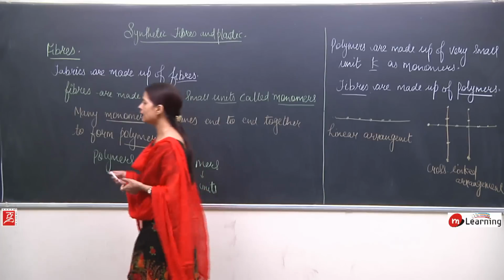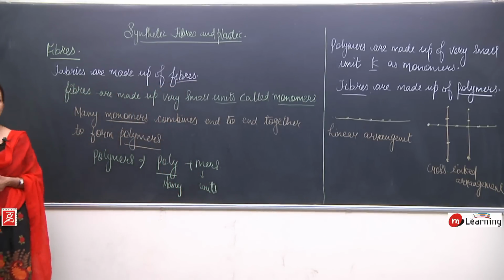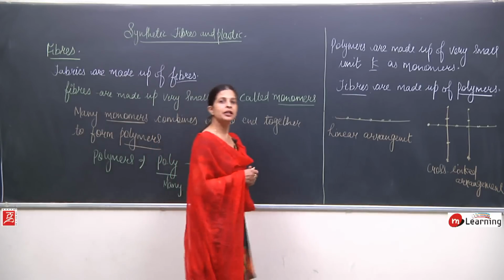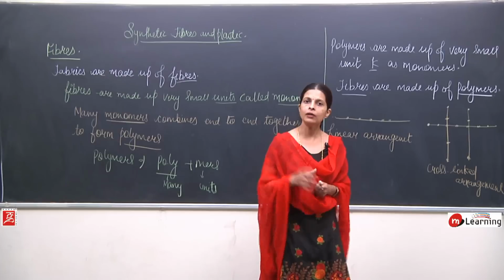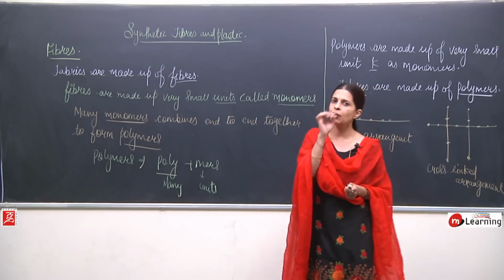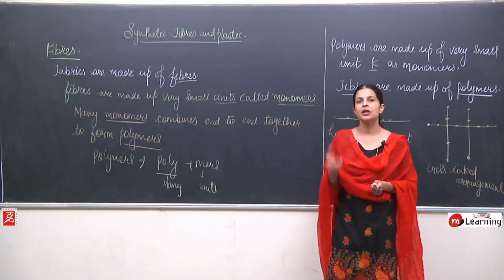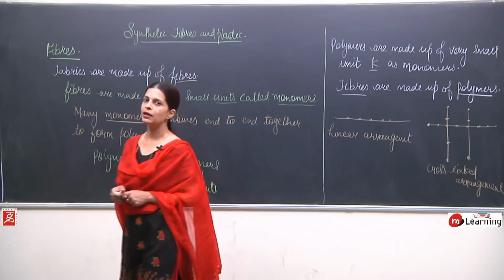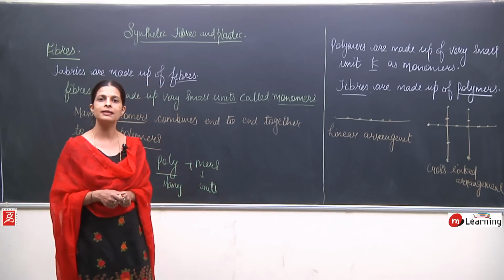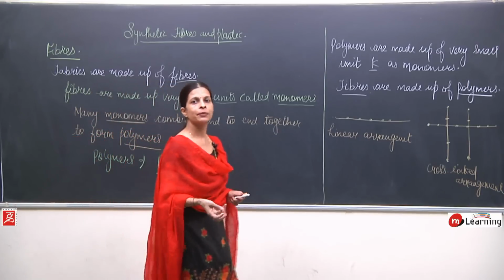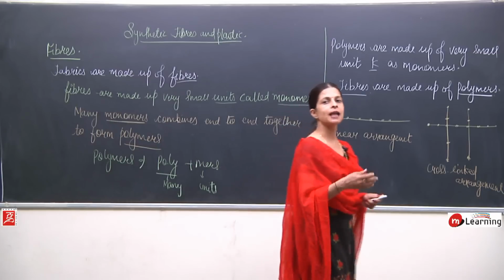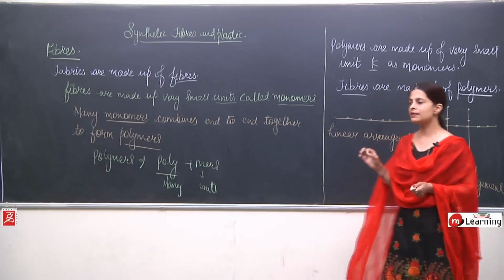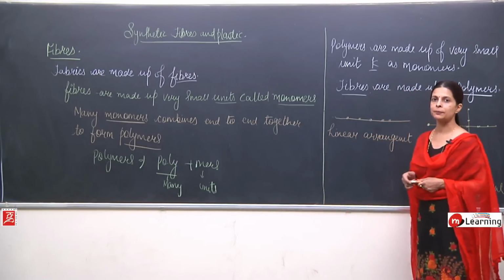Now, we are discussing fabrics. In the market we can see different kinds of fabric. All these fabrics are made up of small units known as fibers. Fibers are made up of polymers. Poly means many, mers means units. That means polymers are made up of many small units, and these small units are known as monomers. Very simple.